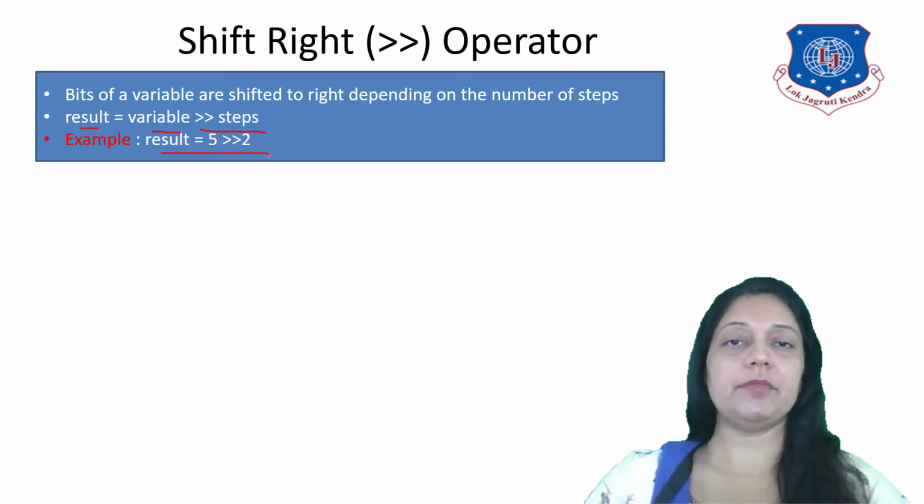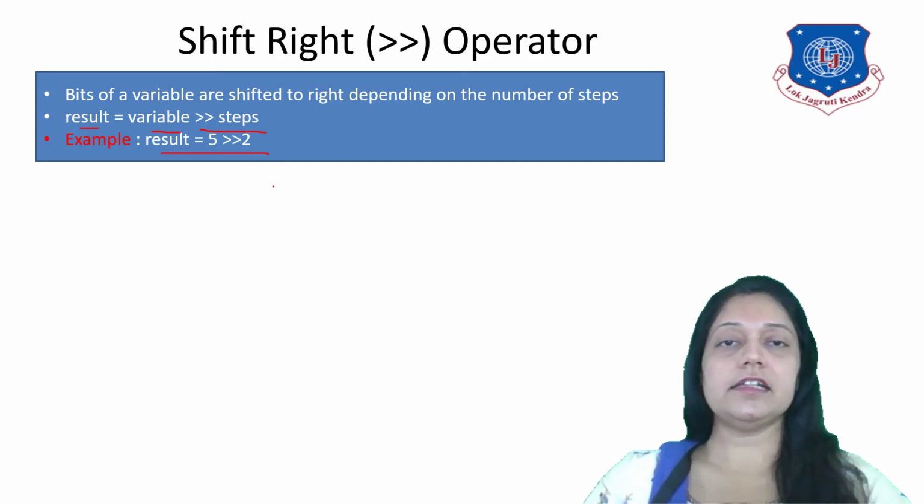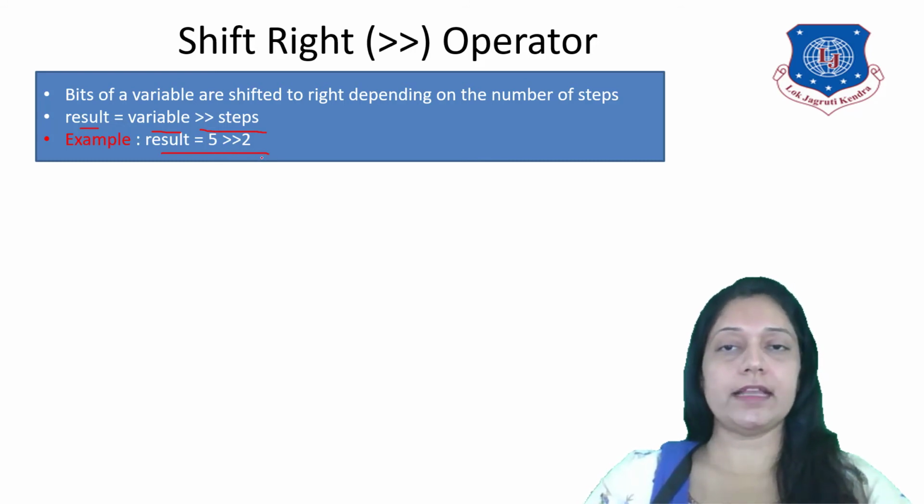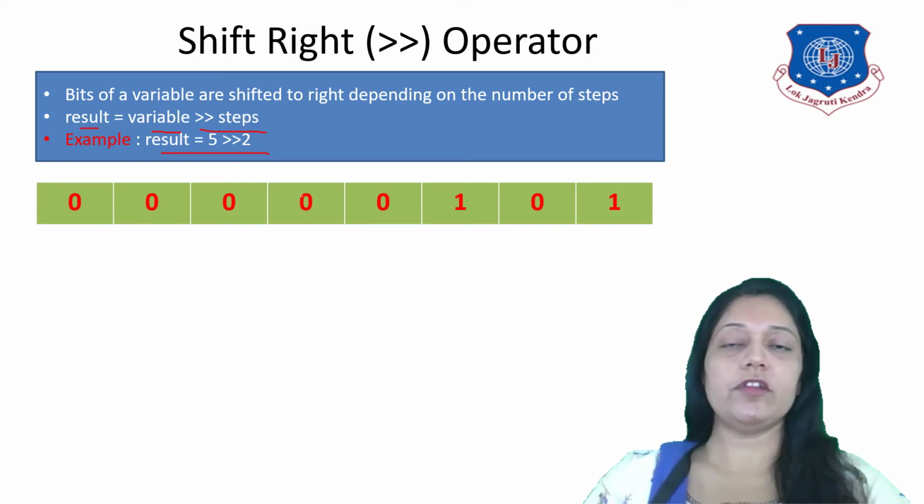Say for example, again I am taking the same value, result is equal to 5, but this time I have taken the shift right operator, and how many times do I want to shift this? Twice, 2 times. So this is my original number. For 5, the binary value is 101, and I've converted it into 8 bits. In this case, now I want to shift all the bits to the right hand side. Right hand side means this should be my flow. So I'll start from the left hand bit. From this bit I'm going to start.